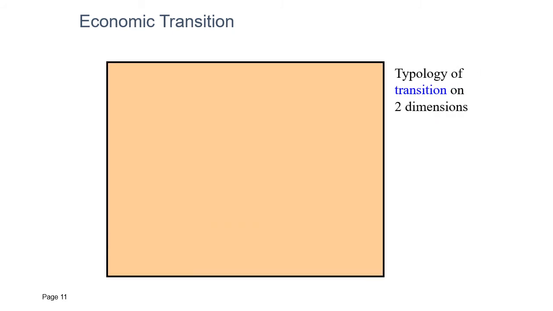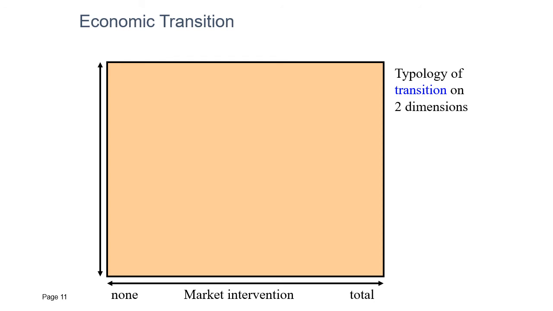The economic transition which we're going to be looking at for these regions is going to be in terms of a matrix. We're going to have the two dimensions that we mentioned earlier. The x-axis is going to represent market intervention, which ranges from 0 market intervention to 100% market intervention. And then the y-axis is going to represent state ownership, which runs from 0 state ownership to 100% state ownership. So those are the axes that we're going to look at in terms of our dimensions and our matrix.